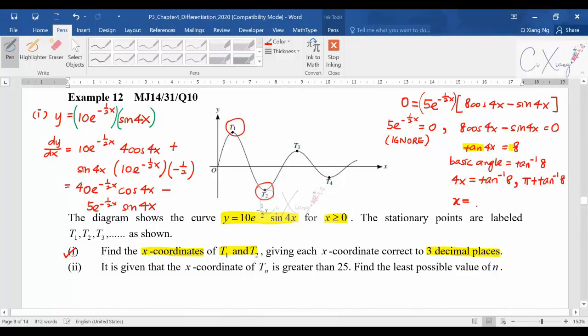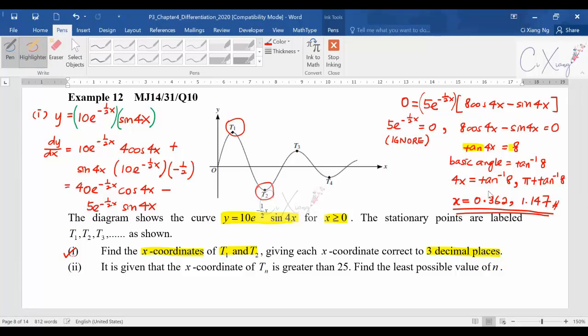So if I'm not mistaken, your first answer, the x coordinate for T1, is 0.362. The answer for T2 will be 1.147. They want 3 decimal places, right? So you will see that 0.362 will be your T1, 1.147 will be your T2.